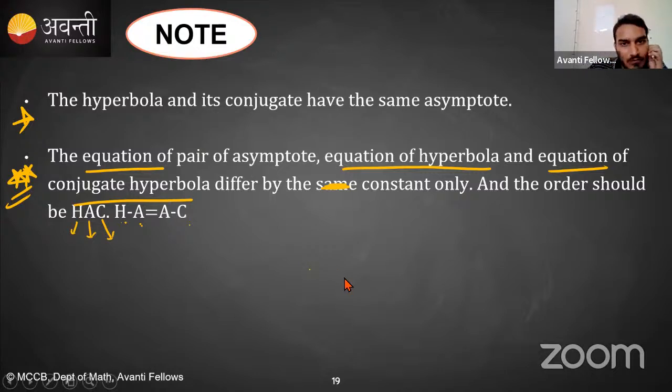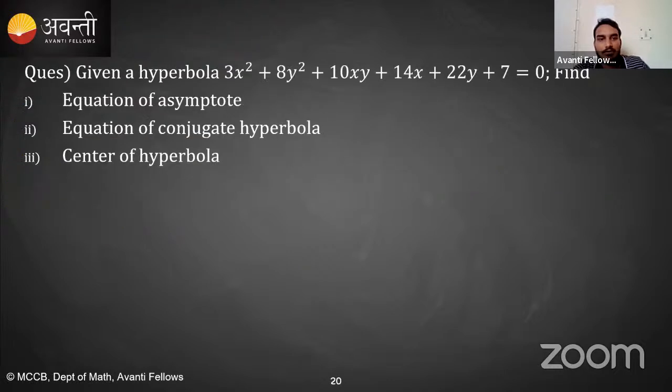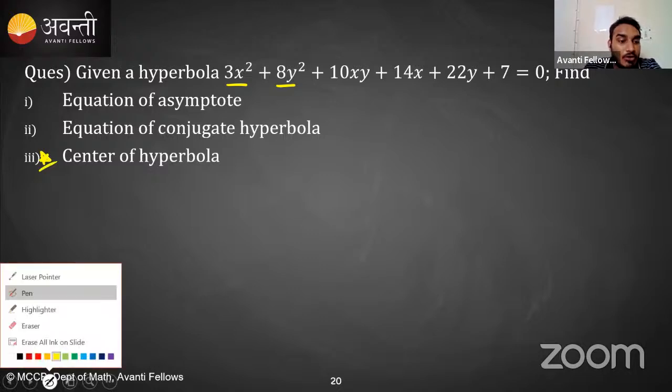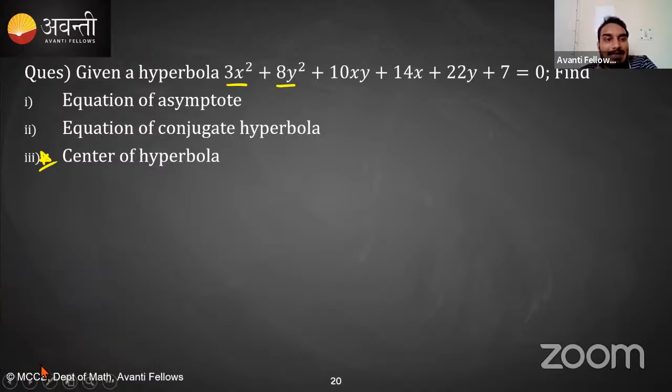Okay, let's solve one question, then it will get easy. What is the question saying? Given hyperbola is 3x square plus 8y square plus 10xy plus 14x plus 22y plus 7 is equal to 0. The question is asking to find the equation of asymptote, the equation of conjugate hyperbola, and the center of hyperbola. This is very important. I am going to tell you one concept about the center of hyperbola. So how will we do this question?